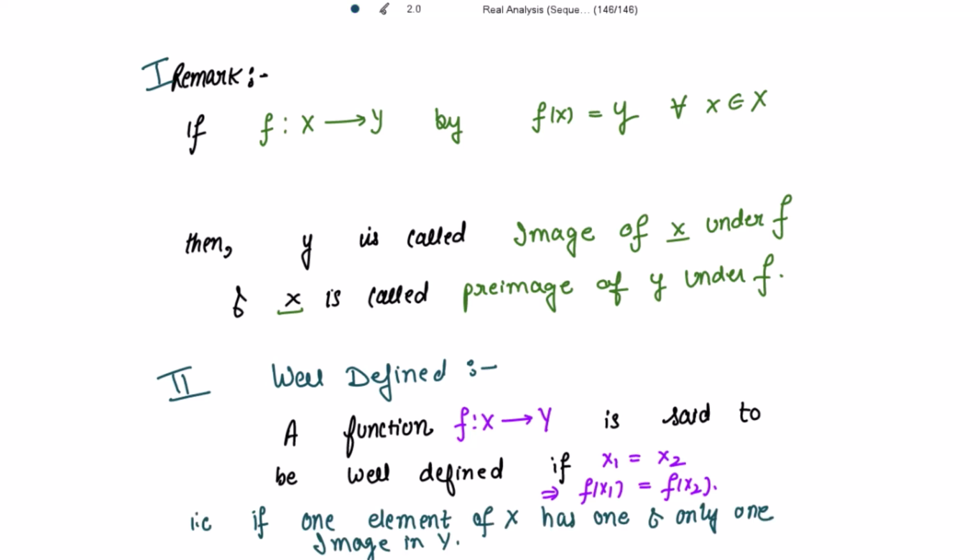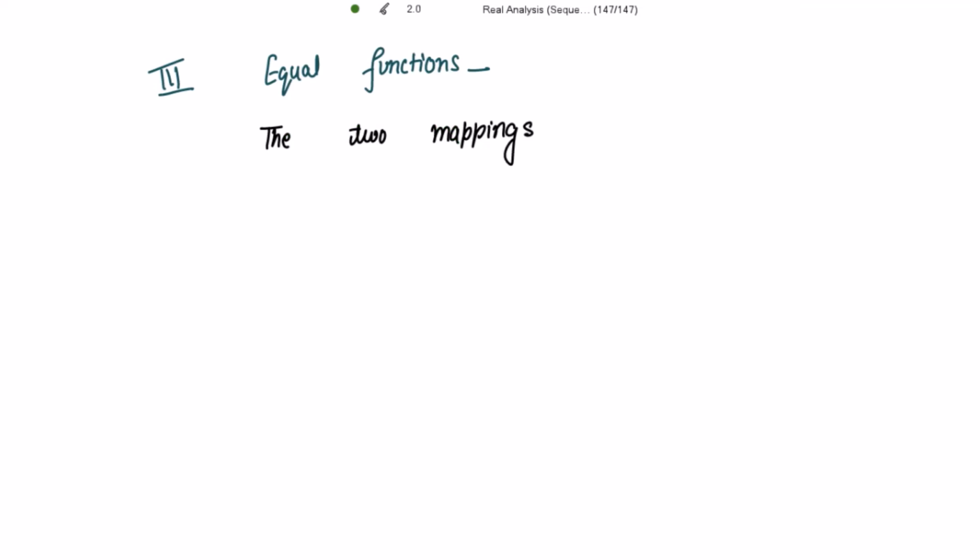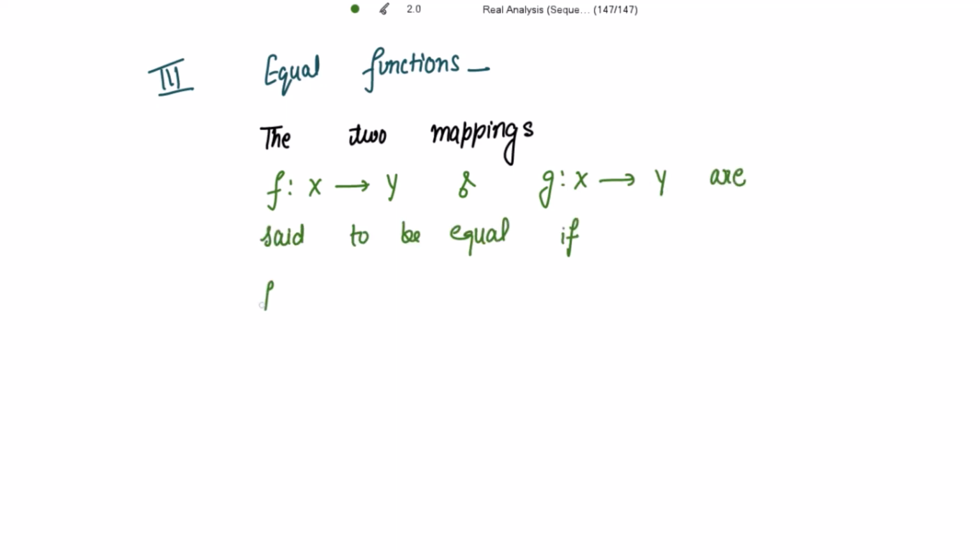Next definition is about when two functions are equal. Let's consider two mappings f and g. So f is a mapping from x into y and g is a mapping from x into y. These two are said to be equal if f of x is equal to g of x for all x belonging to x. This should happen for every x belonging to x. So when f of x equals g of x, the mappings are equal.